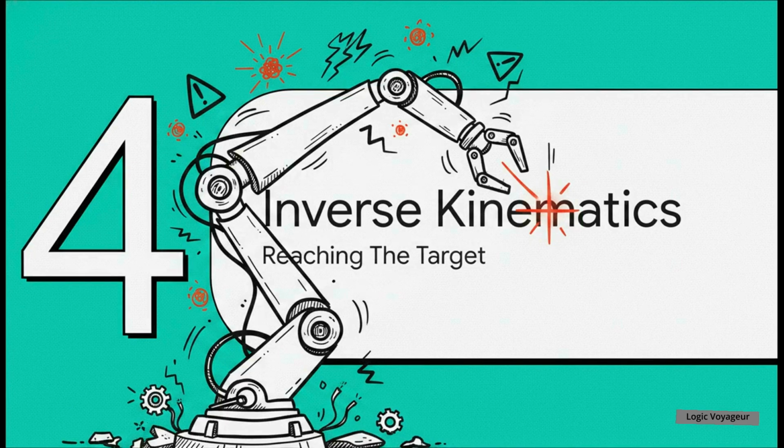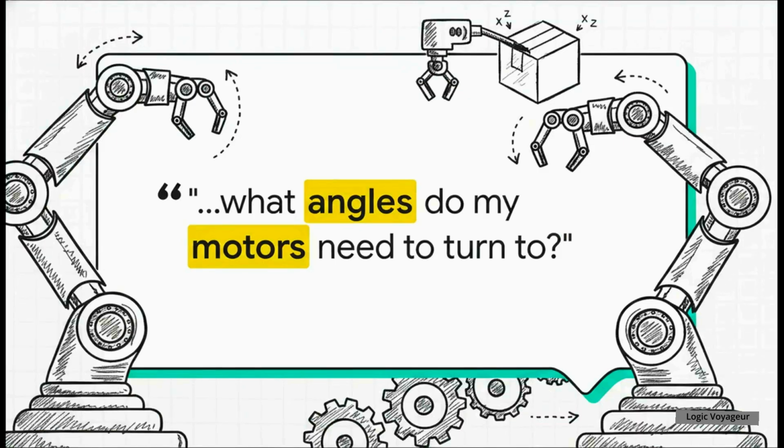Now let's flip the script. Section 4, Inverse Kinematics, reaching the target. As a control engineer, let me tell you, this is exactly where real-world operational errors usually begin. This question perfectly encapsulates inverse kinematics. IK is the absolute core of intent-driven robotic movement.